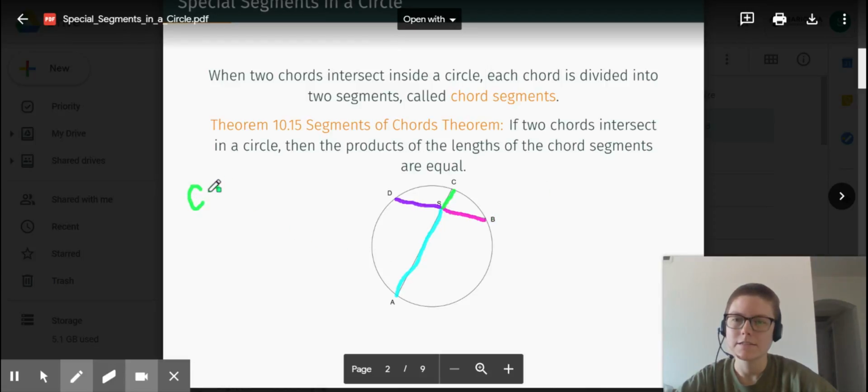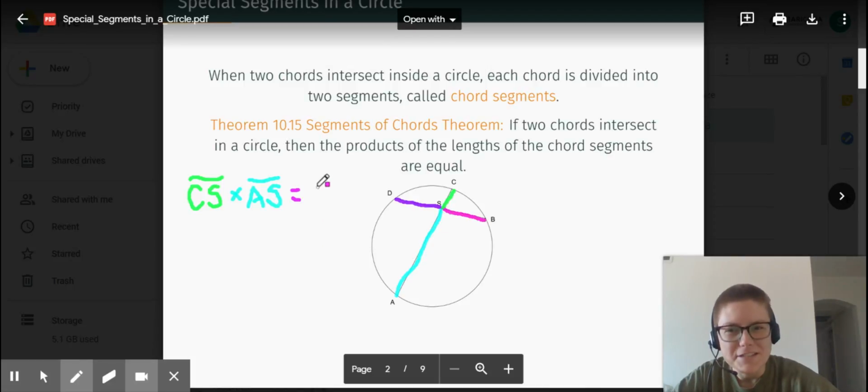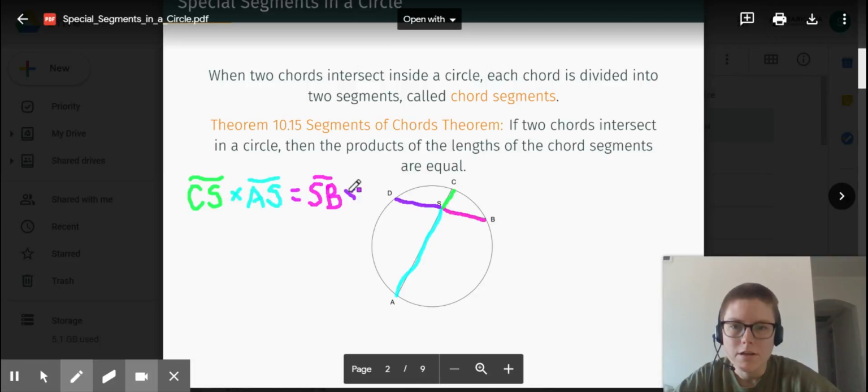So CS, that segment, times AS, the blue segment, is equal to SB, the pink one, and we're timesing that by this purple SD, right? And that is all this theorem means.